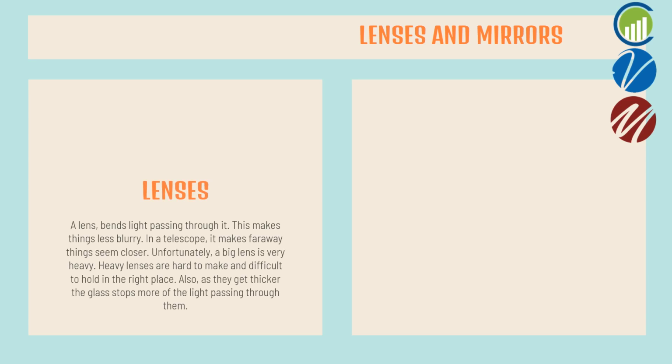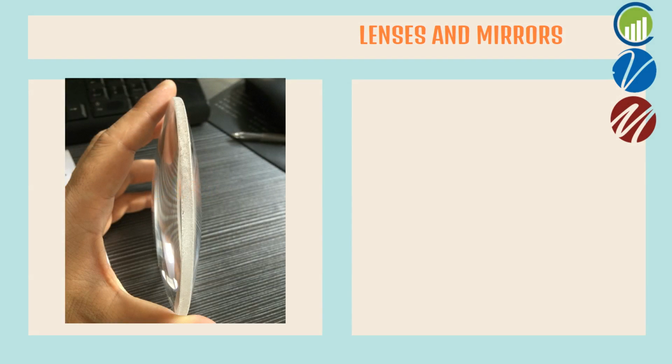Now, lenses and mirrors. What is the difference? A lens bends light passing through it. This makes things less blurry. In a telescope, it makes faraway things seem closer. Unfortunately, a big lens is very heavy. Heavy lenses are hard to make and difficult to hold in the right place. Also, as they get thicker, the glass stops more of the light passing through them. And this is an example of a telescope lens. This is a small one.